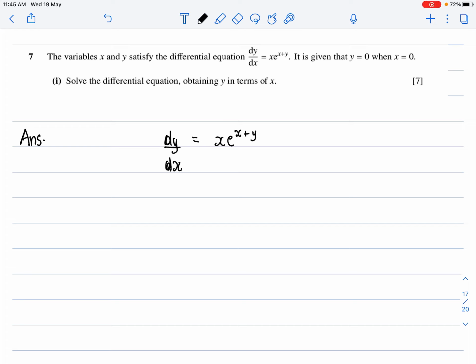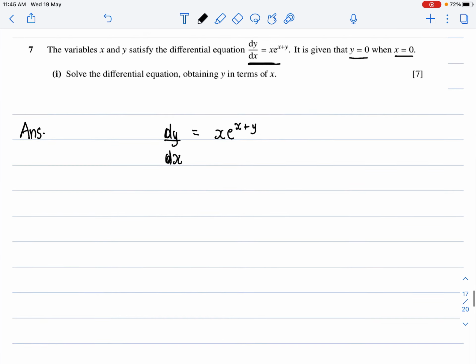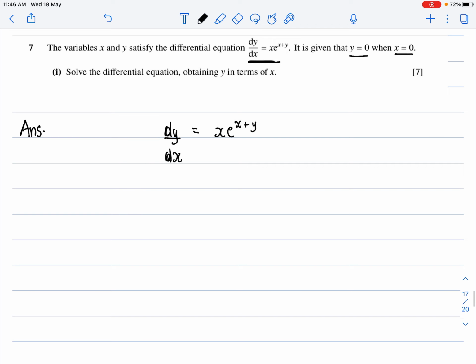This is the seventh question of the paper. As you can see, x and y satisfy this differential equation. We know that when x is 0, our y is also 0. So let's get into the sum. We need to solve the differential equation and show y in terms of x.